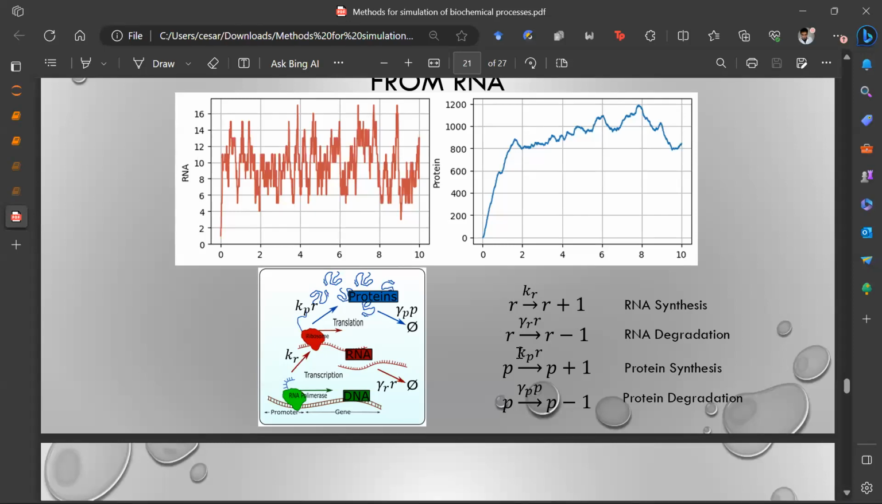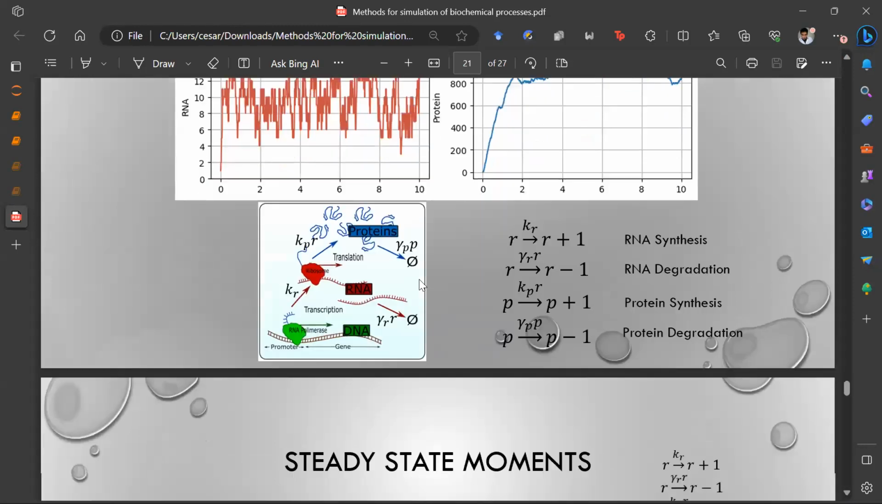And for the protein synthesis, as you can see, the rate is also proportional to R. So the more RNA molecules you have, the higher the rate at which the protein is produced. And the protein degradation is proportional to the number of proteins, and it is the rate at which the protein number decreases by 1. Okay, so it's going to be the same thing as the birth-death process, but in this case you're going to have 4 reactions.